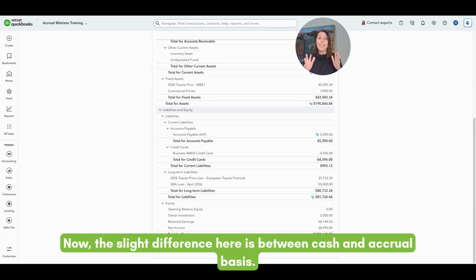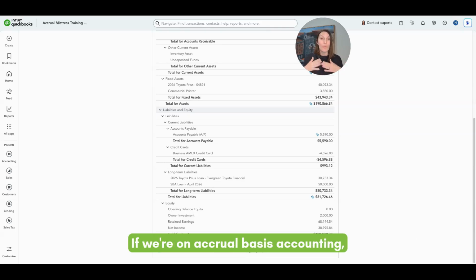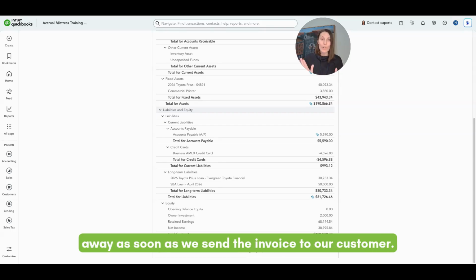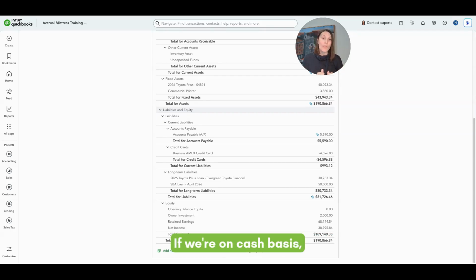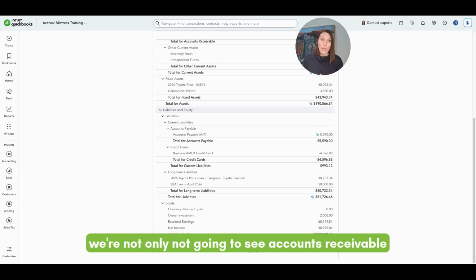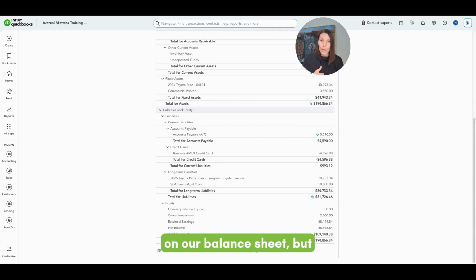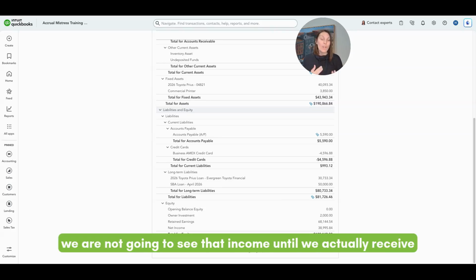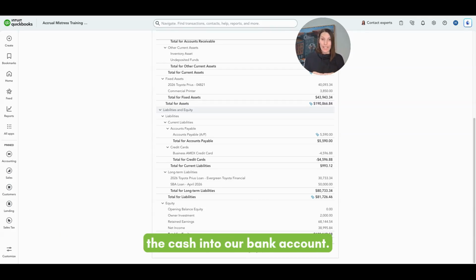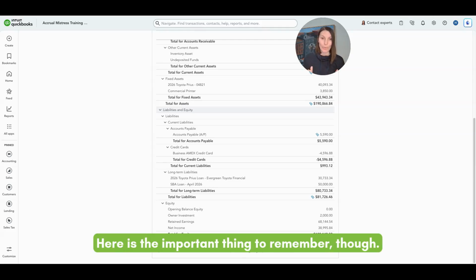Now, the slight difference here is between cash and accrual basis. If we're on accrual basis accounting, we're going to be recognizing that income right away as soon as we send the invoice to our customer. If we're on cash basis, we're not only not going to see accounts receivable on our balance sheet, but we are not going to see that income until we actually receive the cash into our bank account.